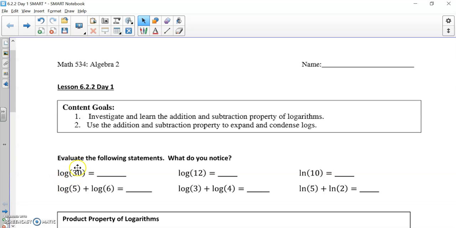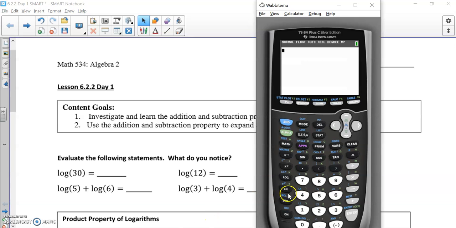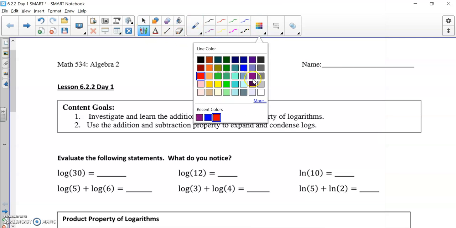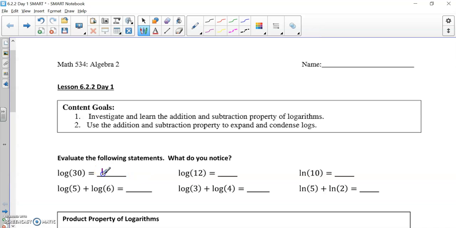Okay, when we think of log of 30 versus log of 5 versus log of 6. First, I do want to mention the importance of the fact that 6 times 5, in fact, equals 30. You know, just like the rest of these, 4 times 3 does equal 12. 5 times 2 equals 10. So as we're going through this, keep that in mind. So we've got log of 30. And when we type in log of 5 plus log of 6, we get the same exact answer that we got when we typed in log of 30. So 1.477. Let's go ahead and write that down for both of them.